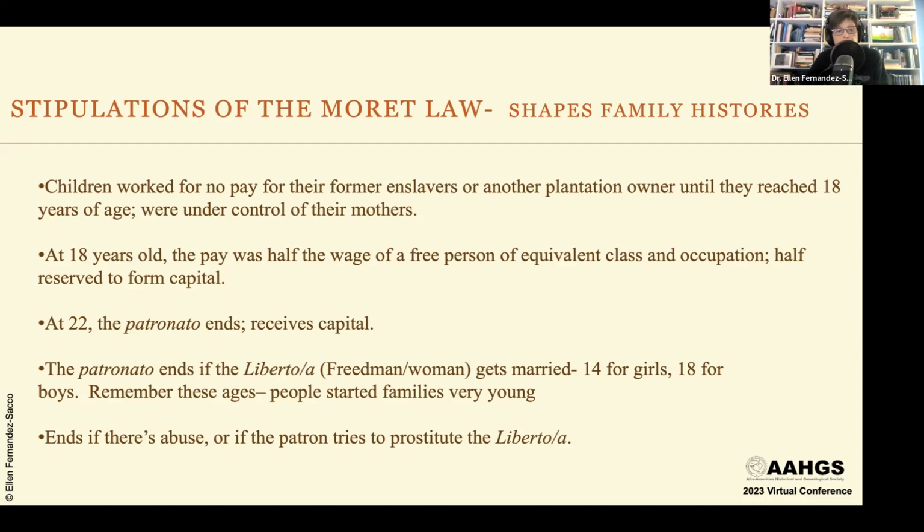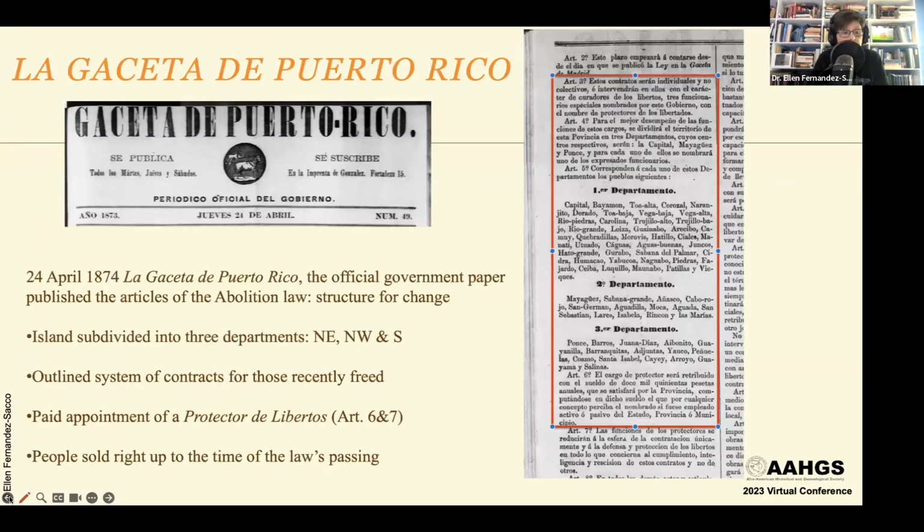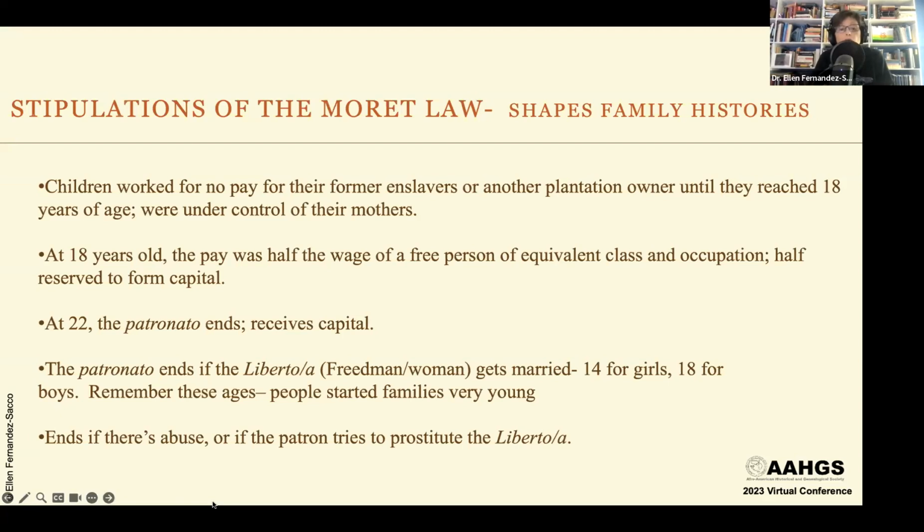The patronato ends if the liberto or liberta gets married. And this is pretty important to remember because it will conflict with your estimates for when people get married. It's actually quite younger. Girls were married at 14, 18 for boys. So people are starting their families very young. The patronato also ends if there's abuse, or if the patron tries to prostitute the person, and then a complaint is filed and a different work detail is found for that person.